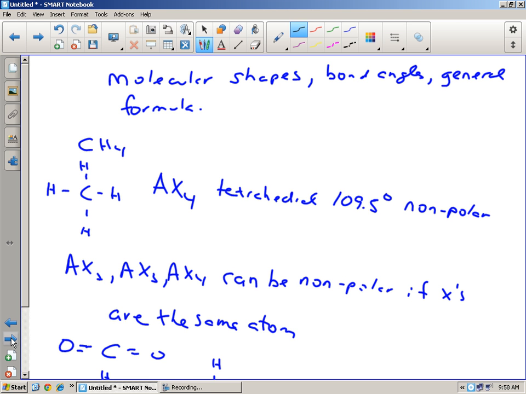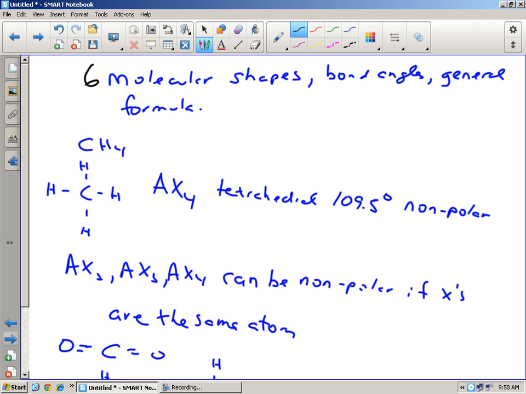Then we need to get into, we talked a little bit about the shape of ionic compounds, crystal lattice. What about the shapes of molecular compounds? So we need to know all those, okay? There are 6 molecular shapes. We need to know the bond angles. We do need to know the general formula.